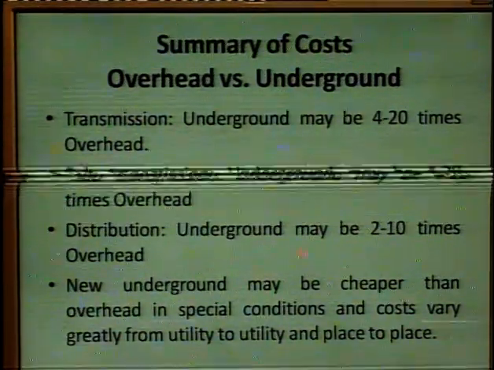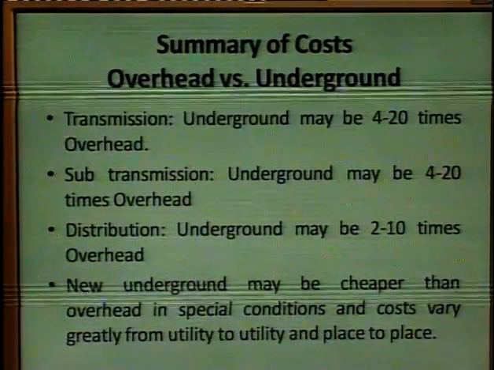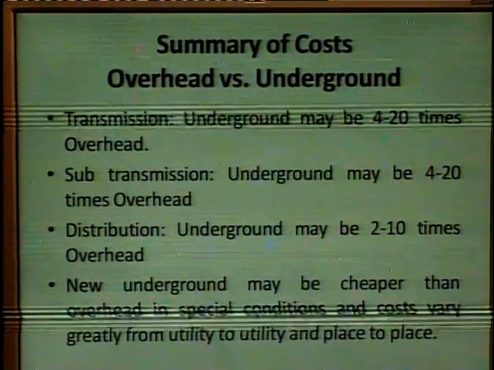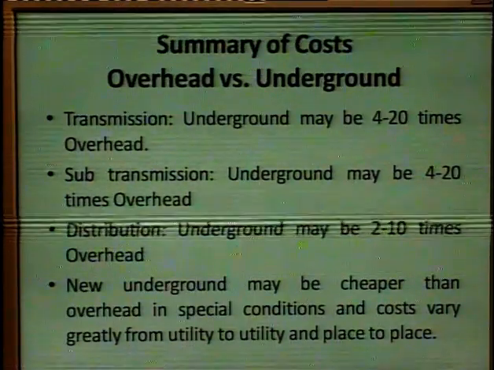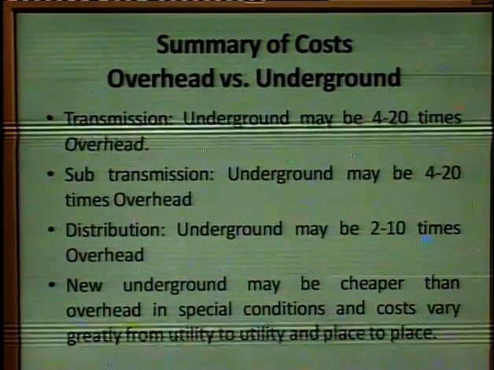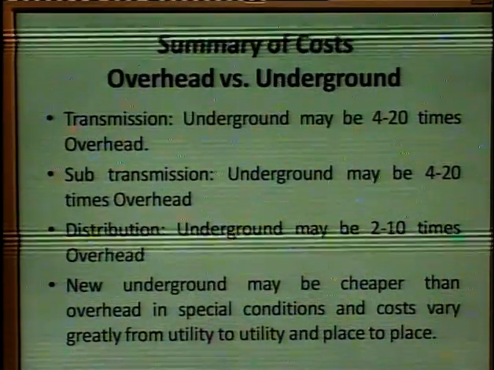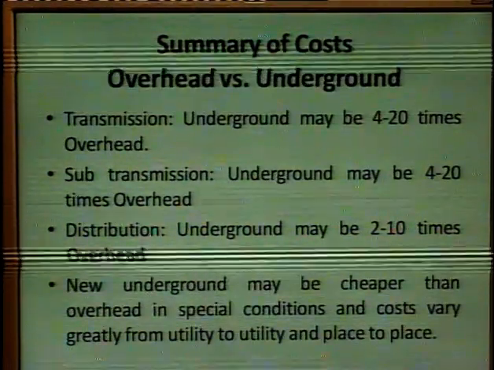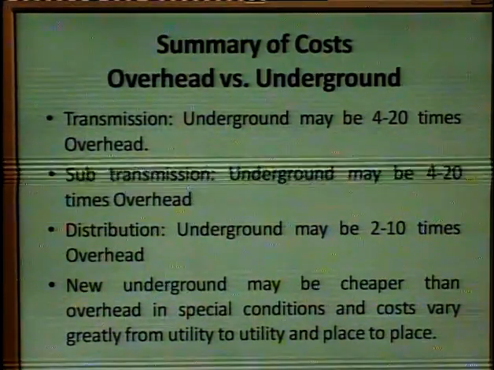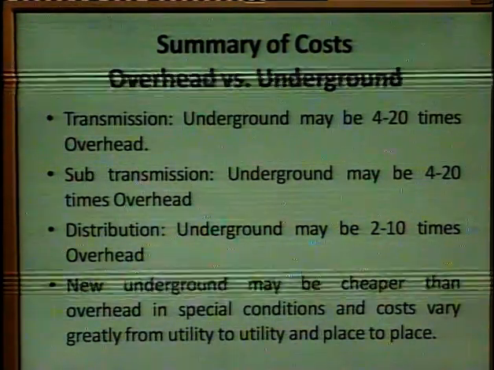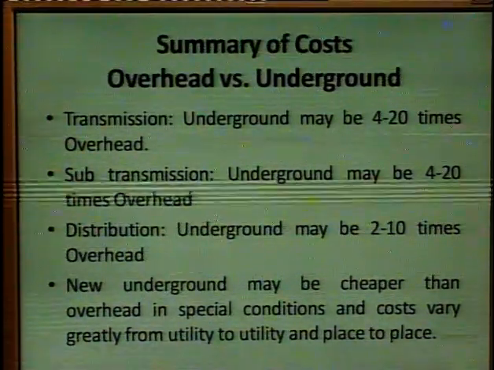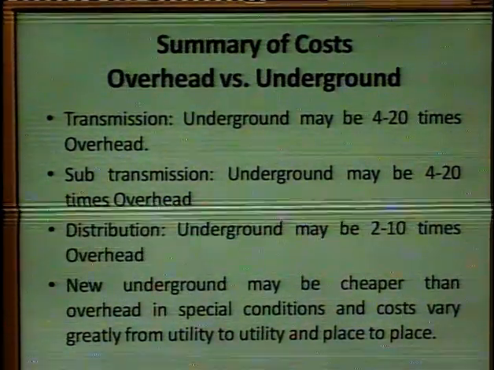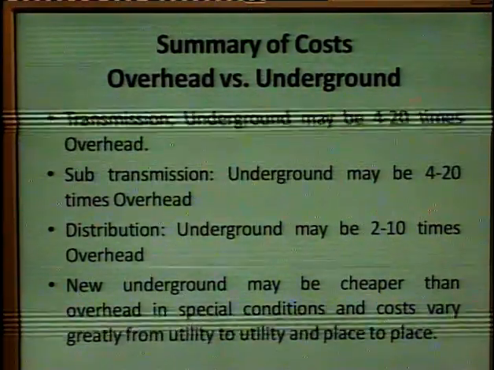Then we have the summary of costs, overhead versus underground transmission. Underground may be 4 to 20 times the overhead costs. Then the sub-transmission, underground may be 4 to 20 times overhead. Distribution, the underground may be 2 to 10 times the overhead. And new undergrounds may be cheaper than overhead in special conditions, and cost varies greatly from utility to utility and place to place.